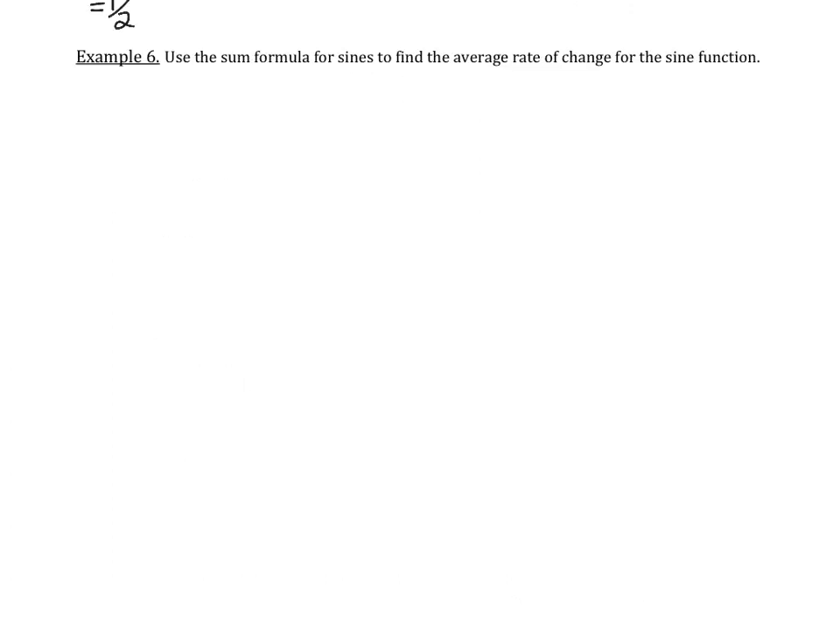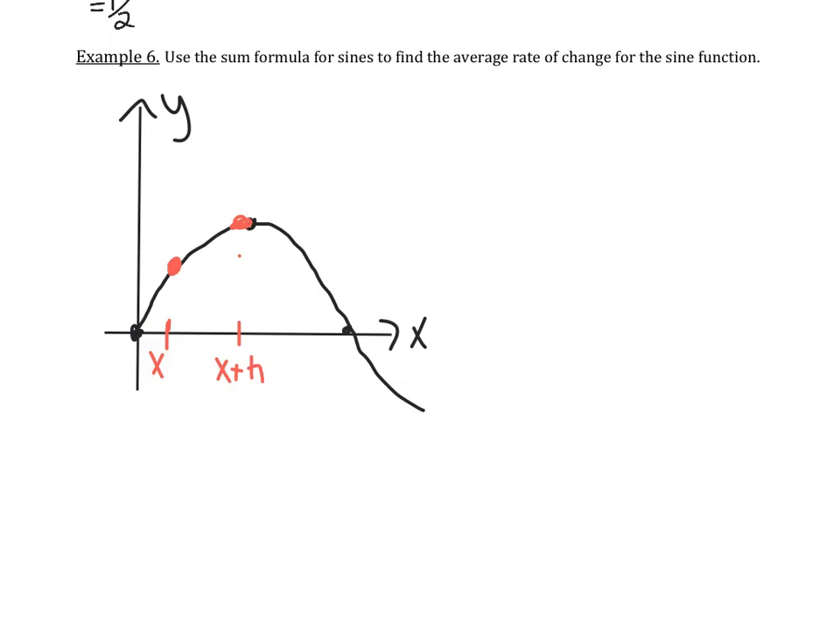Okay, the last example, example 6, use the sum formula for sines to find the average rate of change for the sine function. Now you have a drawing on your notes that is missing here, so I'm going to pause and draw it just a minute. Okay, good enough. The problem asks you to use the sum formula for sines to find the average rate of change for the sine function. We're going to abbreviate this AROC for average rate of change. And average rate of change is just a fancy way of saying we want to find the slope of a line that connects 2 points on the function. So we want to find the slope of this line.